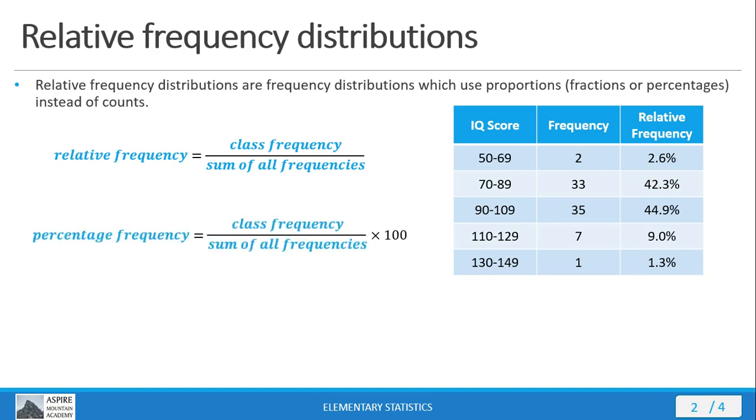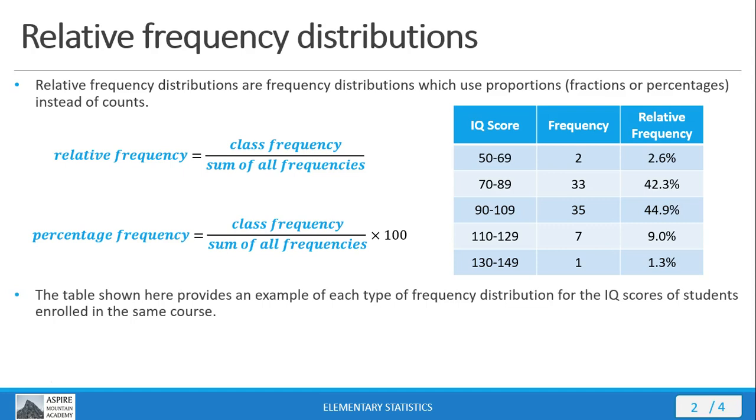Now this second equation describes what we just did. The multiplication by 100 at the end converts from a decimal to a percent. The relative frequency distribution here describes the IQ scores of a group of students enrolled in the same course. Two students had an IQ score between 50 and 69, and that is 2.6% of the whole group of students.